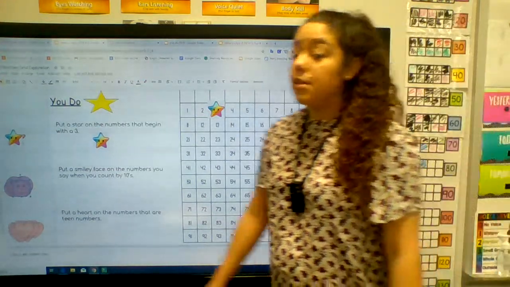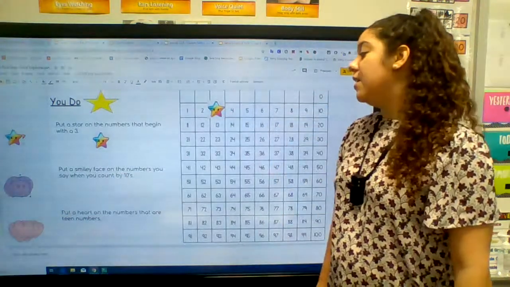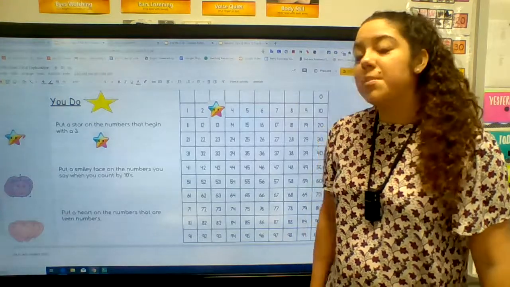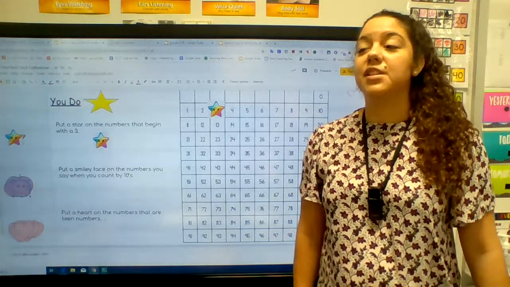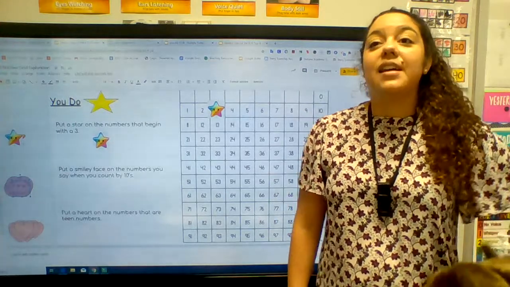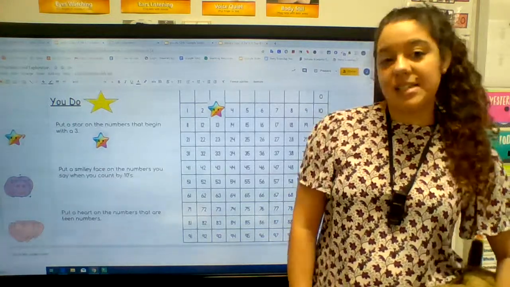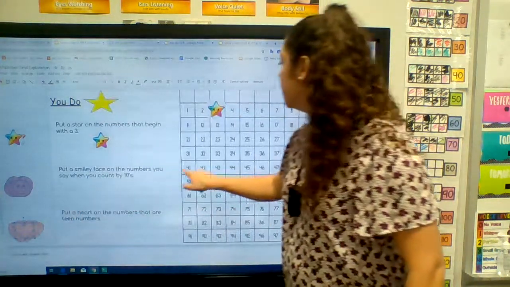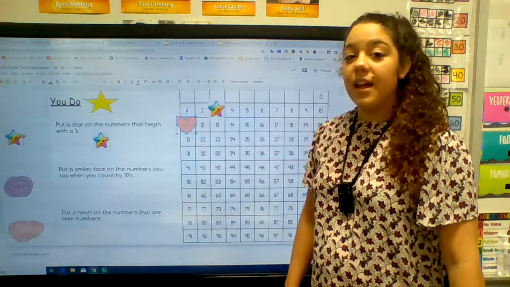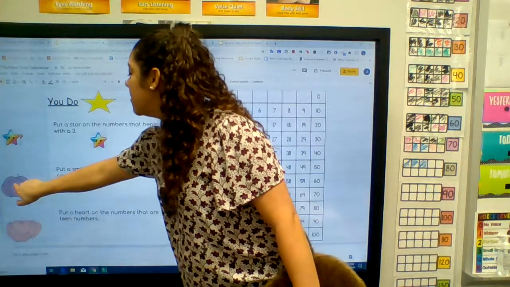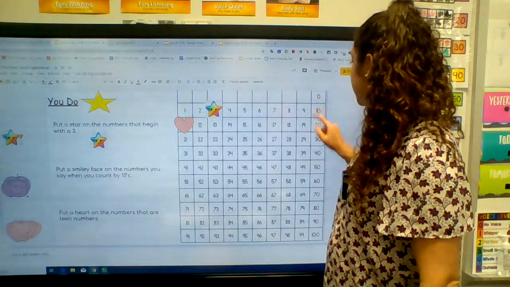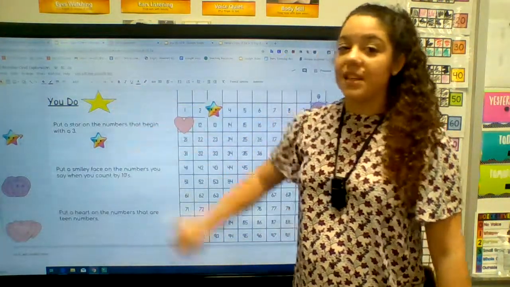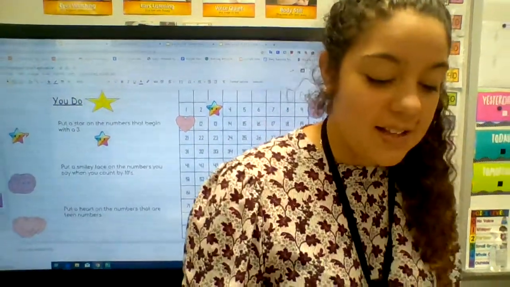Finally, you will use these hearts over here to put on the numbers that are teens. Remember, a few weeks ago, we practiced our teen numbers. They begin with a 1, like 13, 14, 15, 16, 17, 18, 19. So, teen numbers get a heart on them like this. Okay, smiley faces are the numbers you count by tens with. 10, 20, such and such. Remember, you'll do this page with a star on it. Okay, let's keep going.